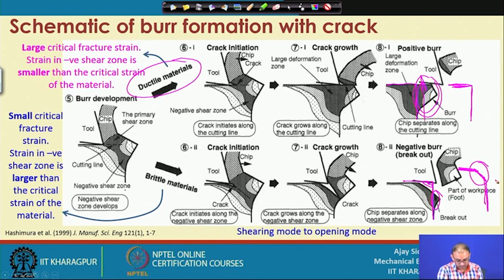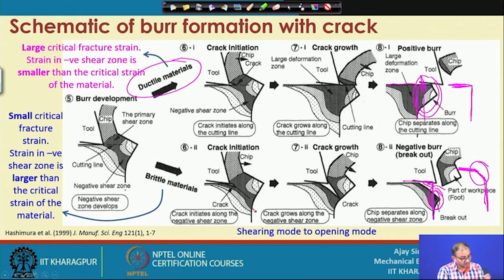But if it is not a functional requirement, then your burr removal operation is very, very small, because the burr formation in brittle material is very small compared to ductile material. So in this case your reworking will be less, only if the material removed from this location does not have any functional requirement. So these are two different ways by which we can remove the material, but it is not the only thing.